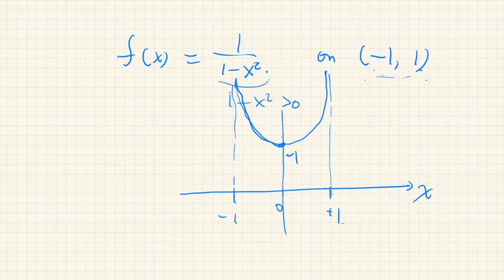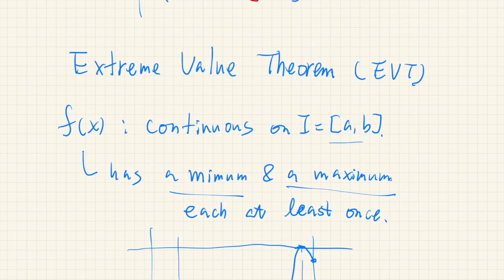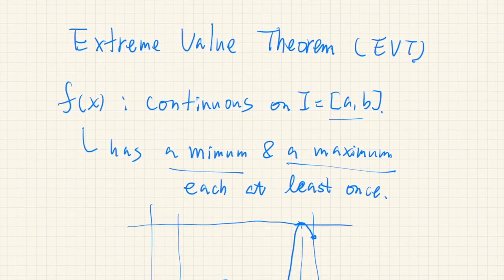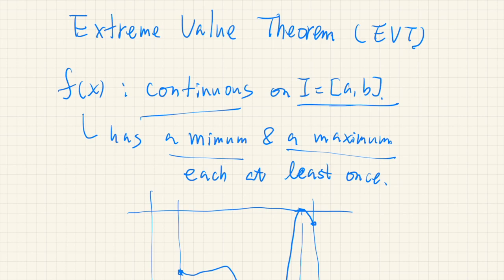So this function does have a minimum, but it doesn't have a maximum, right? Because it just diverges. There is no maximum. So it's not continuous on this closed interval, it's not a closed interval. So all these conditions are important: continuous on a closed interval.